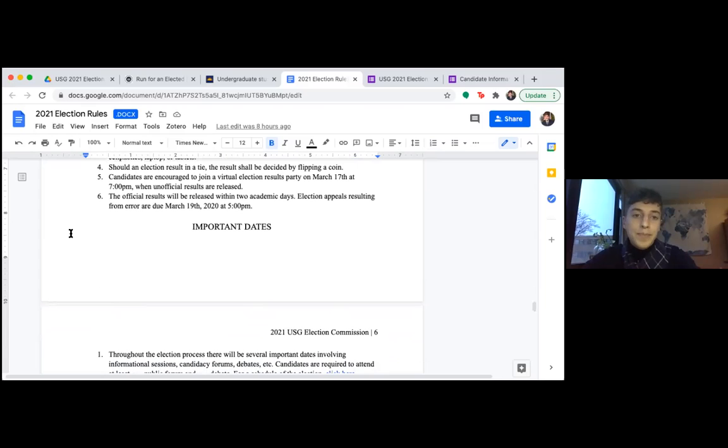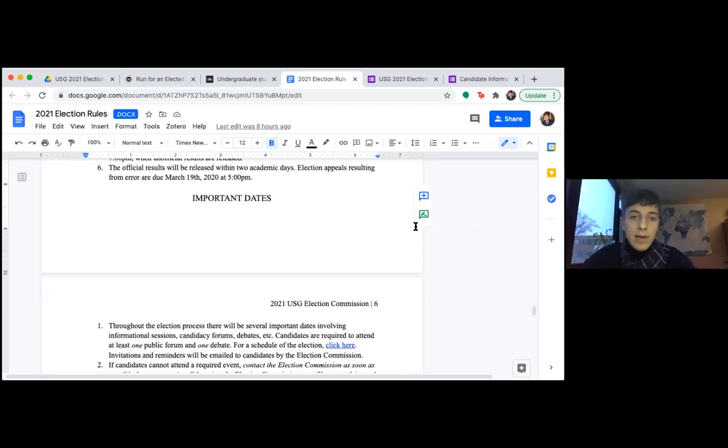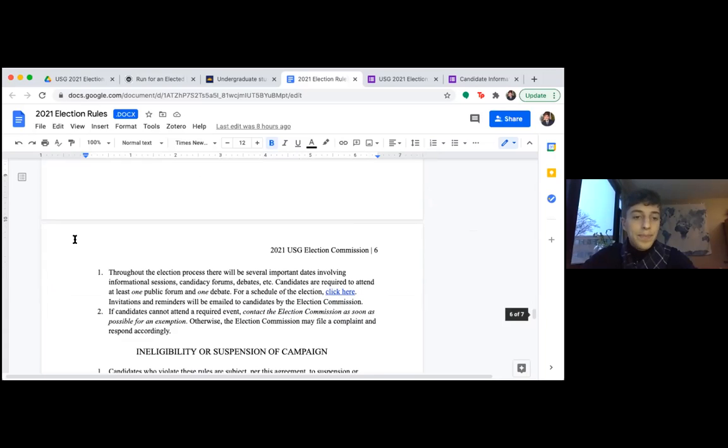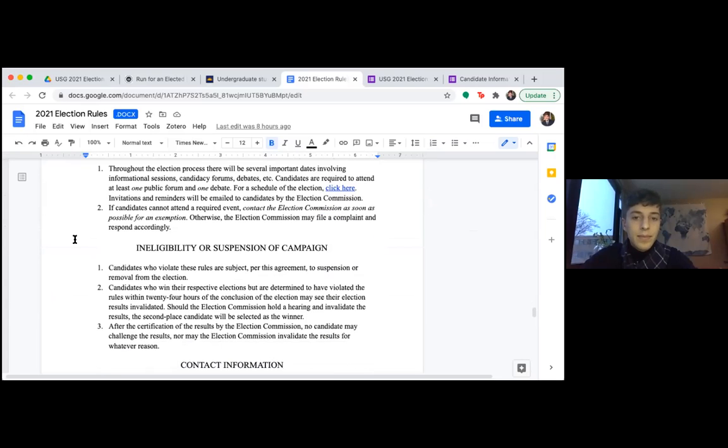If there's a tie, the election will be decided by flipping a coin. Candidates are encouraged to join a virtual election results party on March 17th at 7 p.m. You'll start getting some unofficial results. Hopefully we'll be able to make that fun for y'all. I know that it's disappointing that it's virtual, but we're just trying to keep everyone safe and abide by the Flash Safe 7. Official results will be released later, with election appeals due March 19th, 2020 at 5 p.m. You can see the election schedule here.